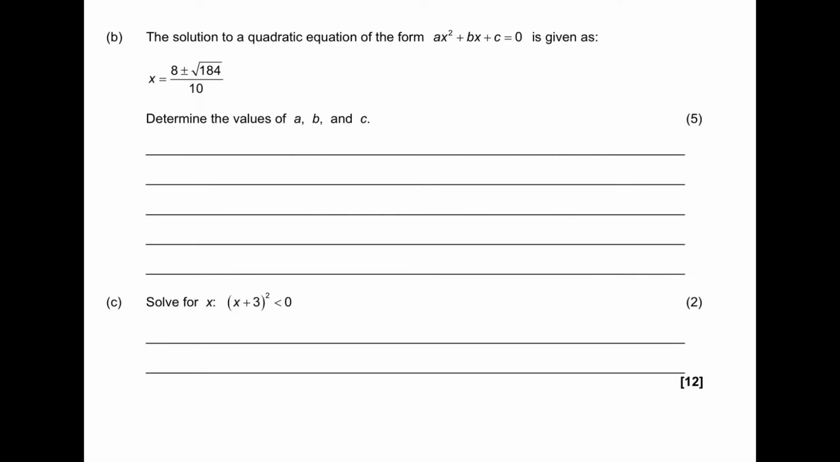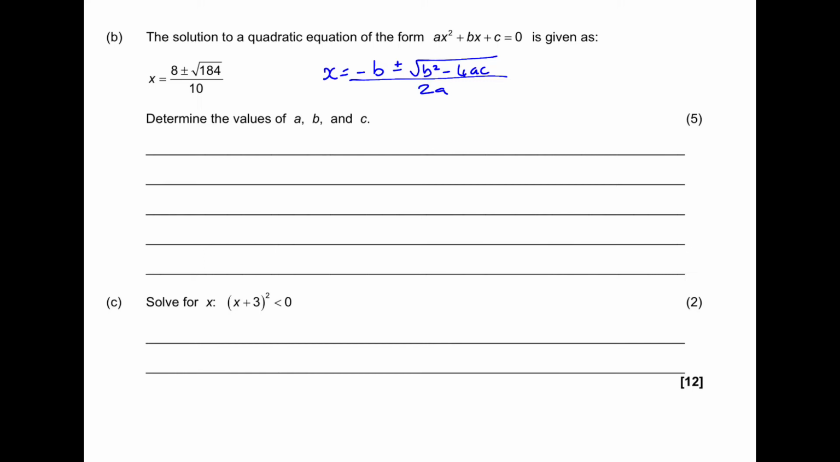Right, question B. The solution to a quadratic equation of the form ax squared plus bx plus c equals 0 is given as x equals 8 plus minus square root of 184 over 10. Okay, the key idea here is to use your quadratic formula. x equals minus b plus or minus the square root of b squared minus 4ac, all over 2a.